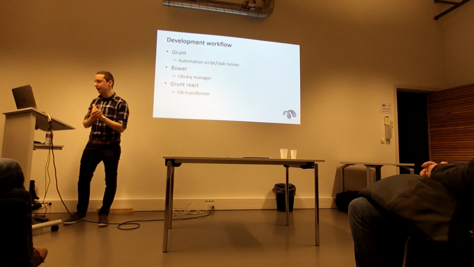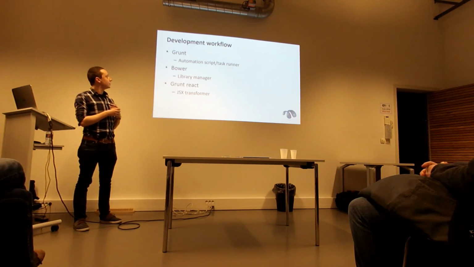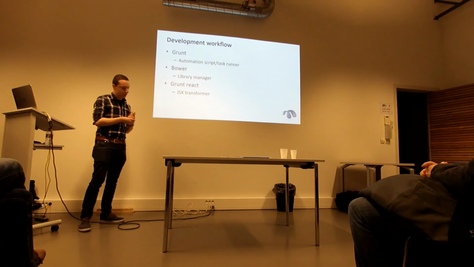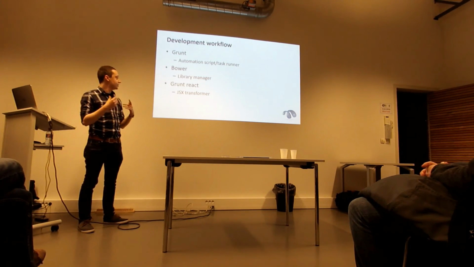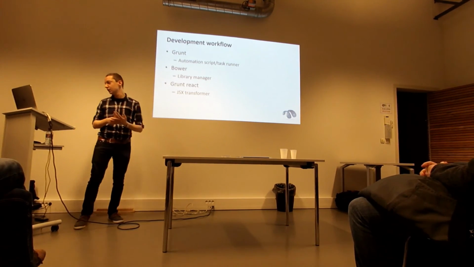The React components we write are written in JSX files, and we need to get from JSX files to JavaScript files. Of course, we have a specific development workflow. We use Grunt as an automation script and task runner. We use Bower as a library manager, as a Grunt plugin. And we use Grunt React, of course, as a JSX transformer, to get from JSX to JavaScript.